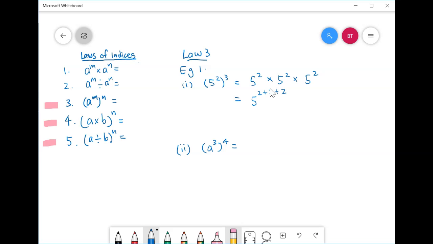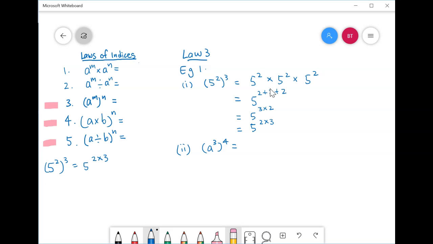Now, this is the same as having 5 to the power of 3 groups of 2, and this is numerically equivalent to having 5 to the power of 2 groups of 3. This becomes a very important observation, because look at the powers here, 2 and 3: they seem to get multiplied in the end. So let's summarize our observation. 5 to the power of 2 outside power 3 becomes 5 to the power of 2 times 3.